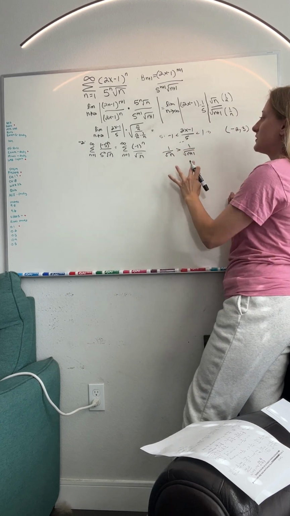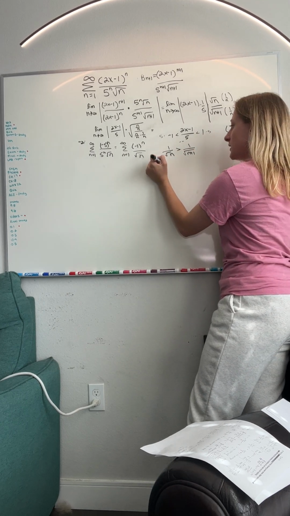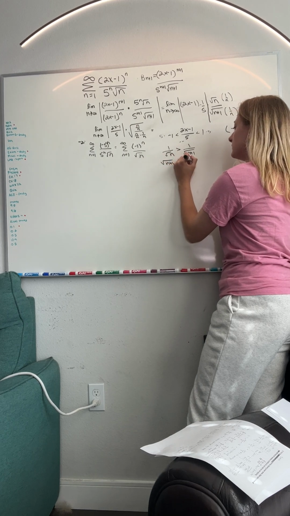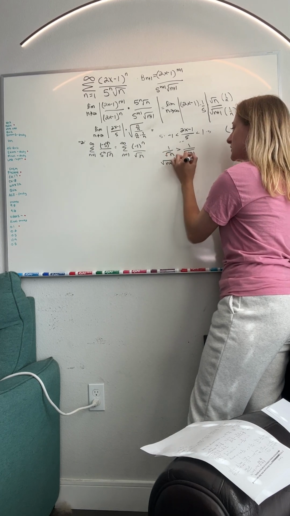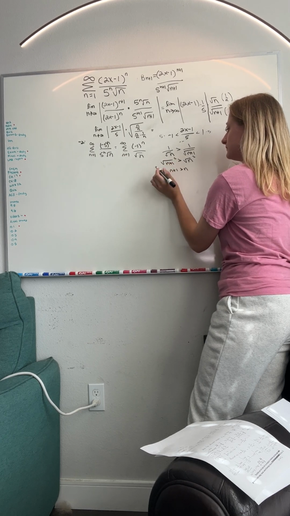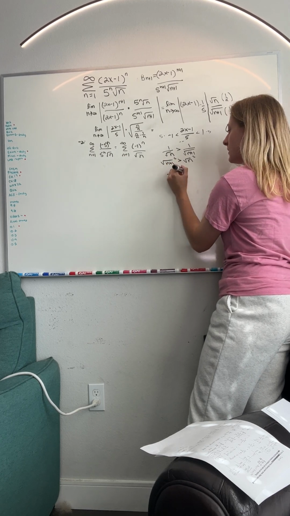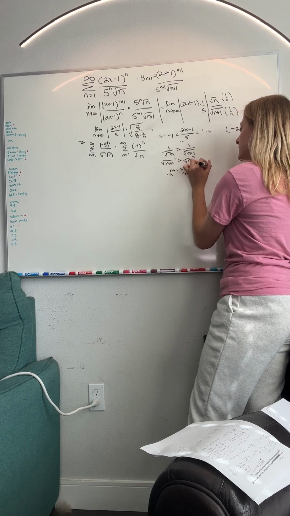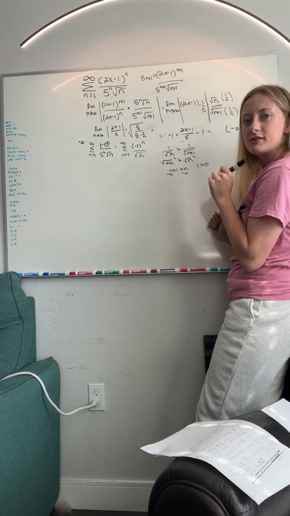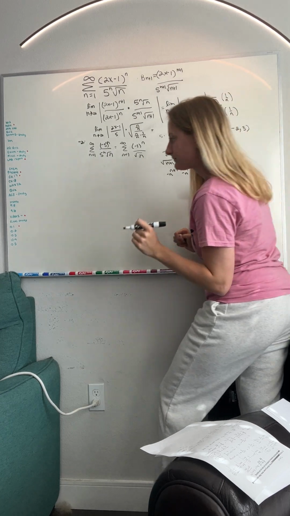Alright, so cross multiply both sides. Root n plus 1 is greater than root n. I'm going to square both sides. N plus 1 greater than n. Alright, subtract the n. So 1 is greater than 0. So this series is decreasing. Now let's take the limit to make sure that the limit approaches 0.